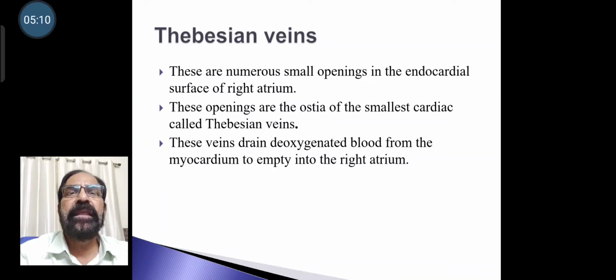Thebesian veins. These are small openings in the endocardial surface of right atrium. These openings are the ostia of smallest cardiac veins called as Thebesian veins. These veins drain deoxygenated blood from myocardium to empty into the right atrium.